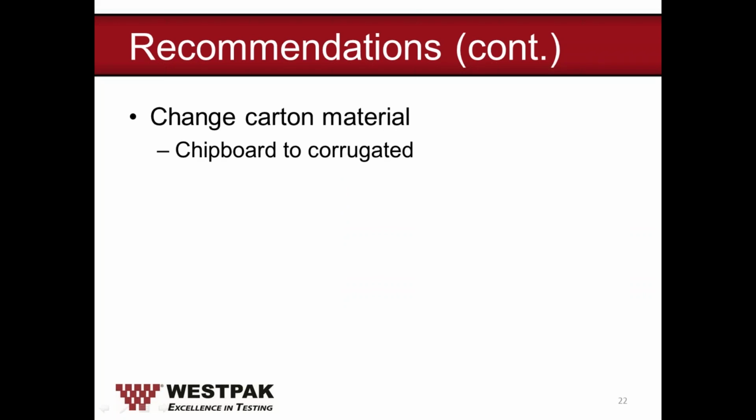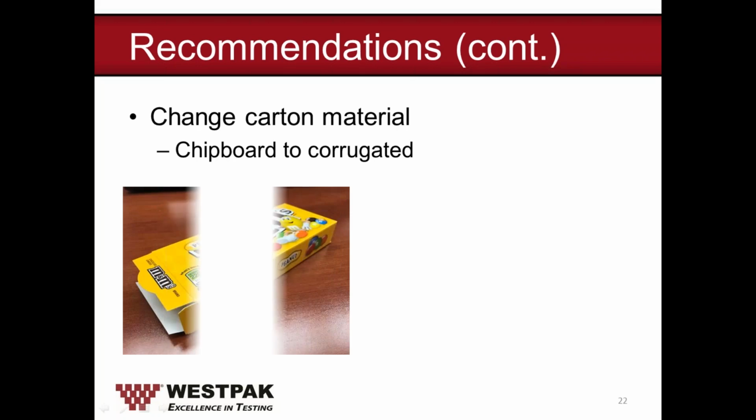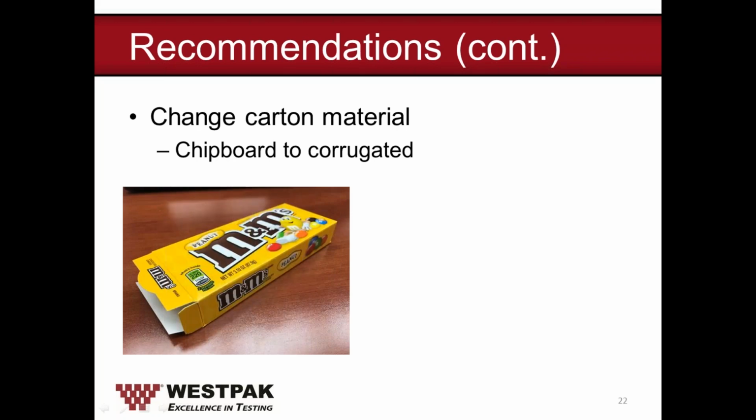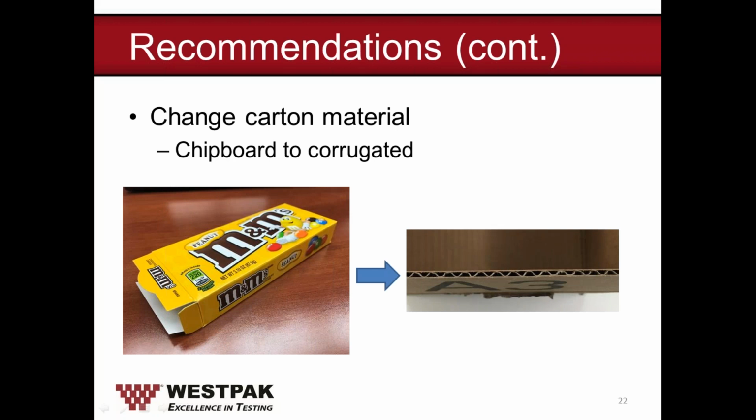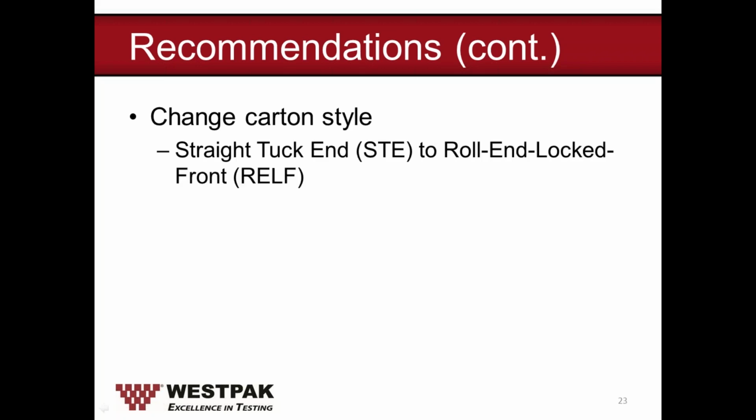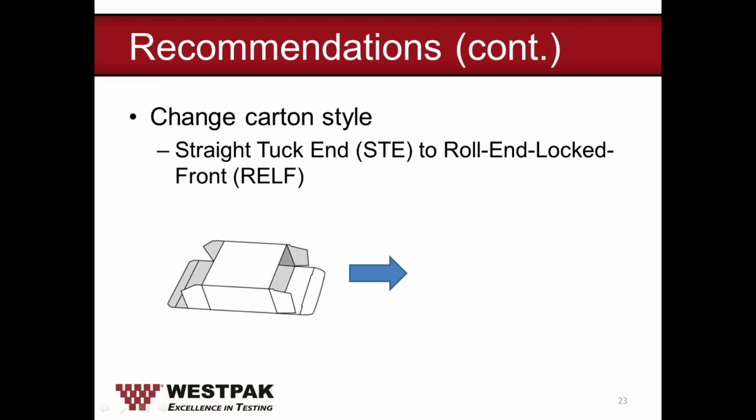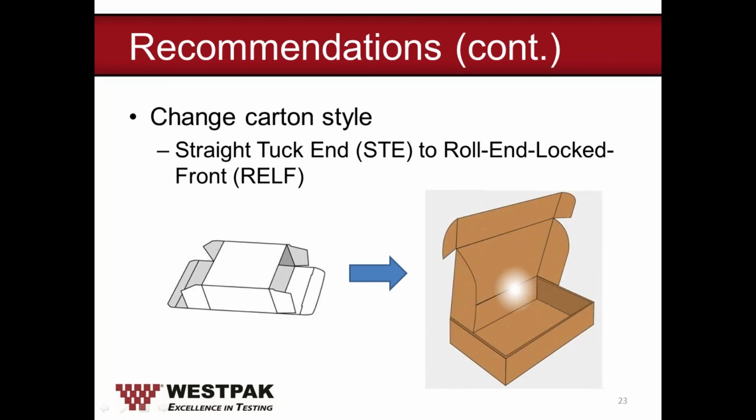Another recommendation we suggested to the customer was change the carton material, since it was a 2-pack, 2 cartons inside a shipper. Change it from a chipboard paperboard carton like the M&M here to a corrugated one. Another recommendation is change the carton style. He has a straight tuck-in STE carton. We said, why don't you try a reverse end lock front RELF carton? This provides more compression strength.